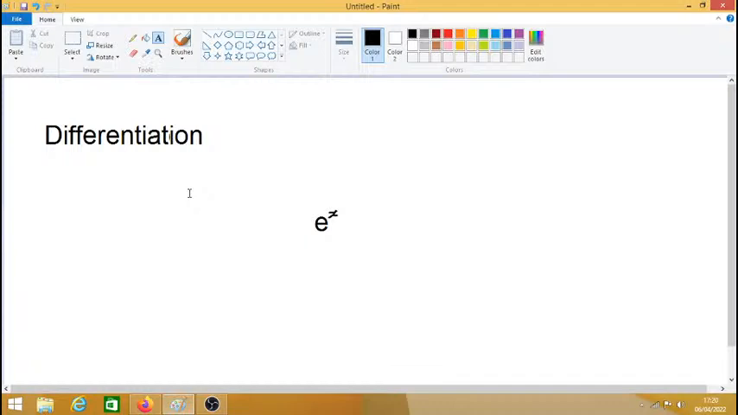A-level. Today we're working through the chapter on differentiation, and we are looking at the differentiation of e to the x.